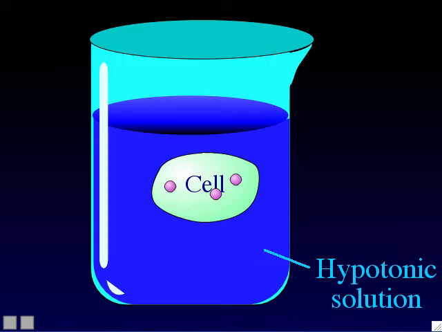Hypo means less than or beneath, and tonic you can think of as meaning the solute concentration of a cell. So any solution that has a lower solute concentration than a cell does is a hypotonic solution. It doesn't necessarily have to be pure water. As long as the solution has a lower solute concentration than the cell does, we call that solution a hypotonic solution. Anyway, so here you see this cell in this beaker of pure water, which is a hypotonic solution.